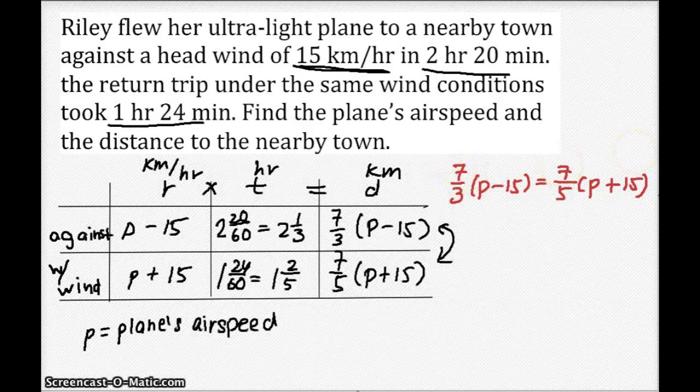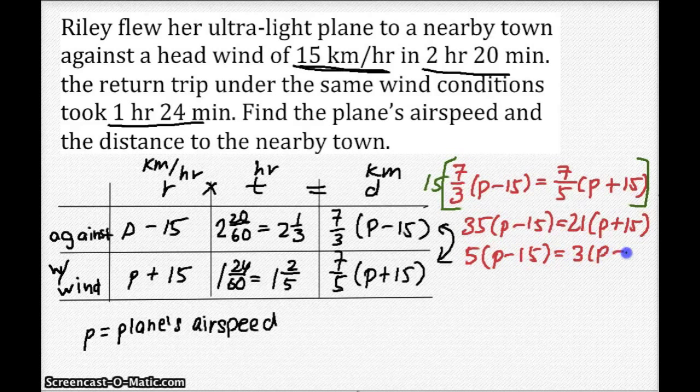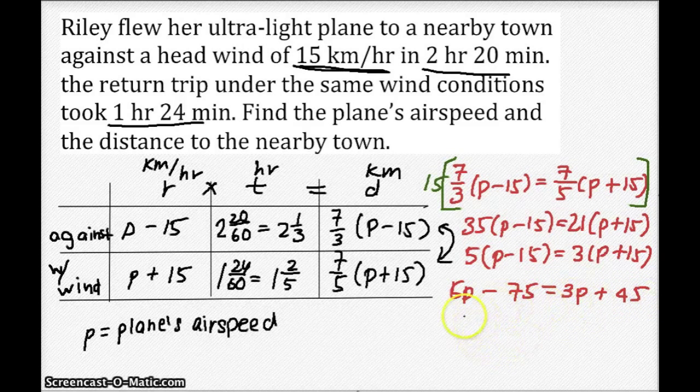So I'm going to first multiply this whole equation by 15, and then I get 35 times p minus 15 equals 21 times p plus 15. Then to make it easier, I'm just going to divide that by 7. So 5 times p minus 15 equals 3 times p plus 15. Then I'm going to need to multiply everything out. So 5p minus 75 equals 3p plus 45. Then I'm going to subtract 3p, so I get 2p equals, and I'm going to add 75. So 75 plus 45 is 120. Okay. Then I get p equals 60.